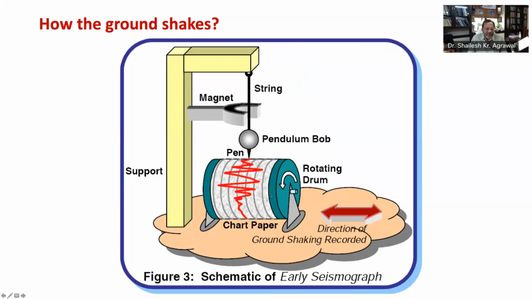The pendulum mass, along with the string and the magnet and its support together, constitute a sensor. The drum and pen and the chart constitute the recorder, and the motor, which rotates the drum at constant speed, forms the timer. This is one of the earliest seismographs.